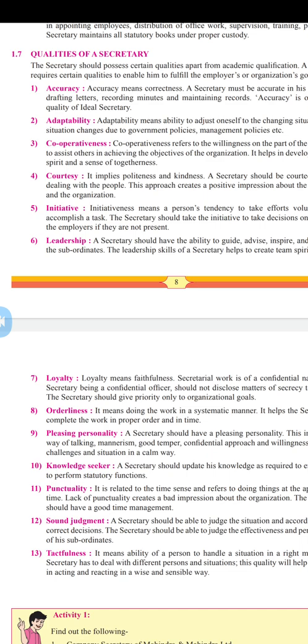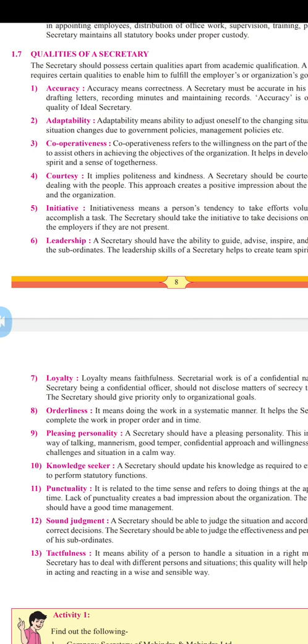Then punctuality is related to the time sense and refers to doing things at the appropriate time. That means the secretary must do things at the proper time. Secretary must complete the assigned work in a prescribed time. Any delay in completing the work creates a bad impression for the organization. That's why a secretary should be punctual.